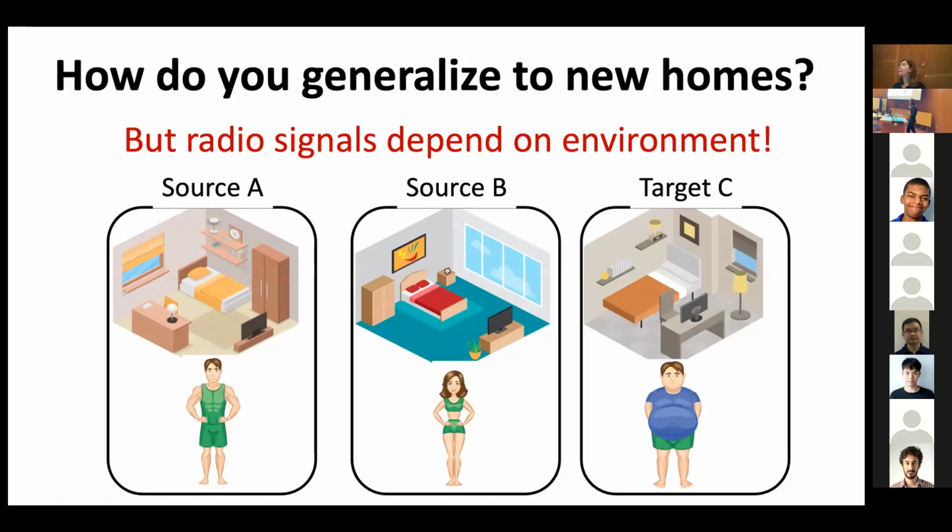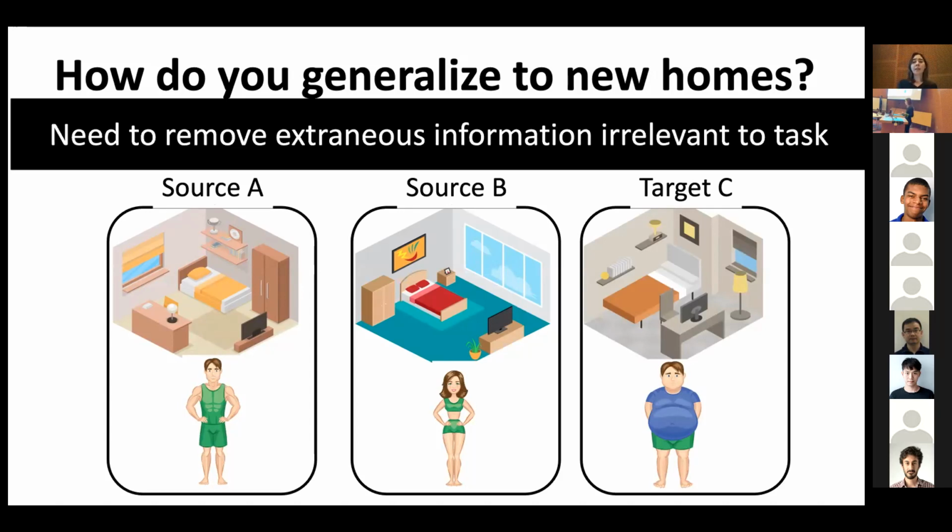The problem is that radio signal depends on the environment. So if you trained in Barbara's home and in David's home, it's not going to easily be taken to a new environment, which is now Chris's home, and work properly. So we need to remove this information that is environment dependent. We need to remove extraneous information irrelevant to the task and leave only the information that is relevant to the task. In this case, let's say sleep characterization or sleep staging.